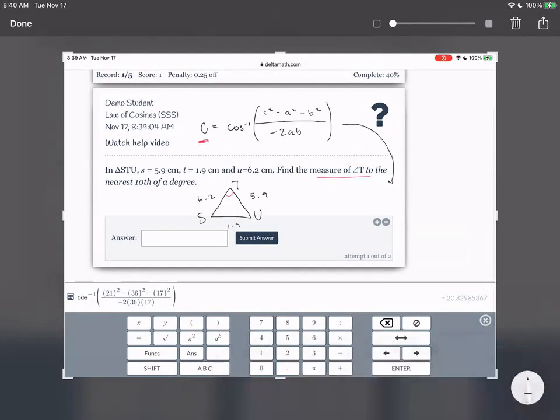So let's rewrite this thing so that we know what we're plugging in and where. So we're looking for angle t, so that's going to be equal to cosine inverse of little t squared minus s squared minus u squared all over negative 2 su. So here's our equation, and we're going to plug stuff into that equation. Any questions on it before I start plugging in?